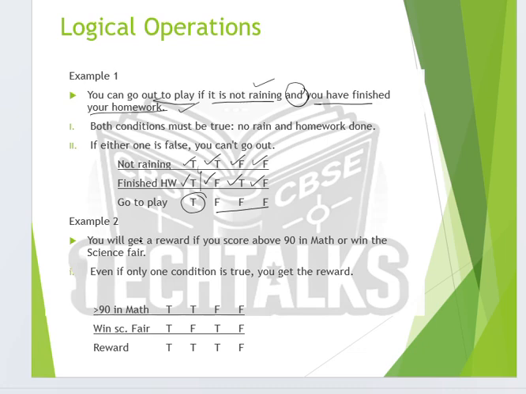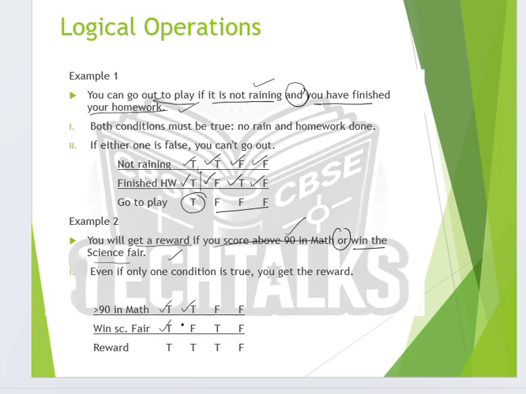Example 2: you will get a reward if you score above 90 in math or win the science fair. Now OR is mentioned here, which means either this condition or this condition, and even when both the conditions are true, you will be rewarded. So even if only one condition is true, you get the reward. The conditions are: score above 90 and win science fair.